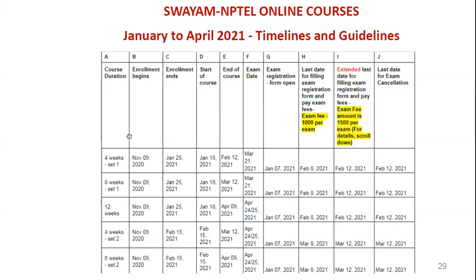So for all sets, enrollment starts from November 9th. Enrollment ends for set 1 courses, January 25th is the deadline, even for 12 weeks, and for set 2, February 15th. Then the start of the course, January 18th onwards, set 1 courses are starting, including 12 weeks. Then set 2 starts from February 15th onwards. Then the end of the course, set 1: February 12, March 12, April 9. So if it is 4 weeks, that will be closed earlier. Then 8 weeks next, and 12 weeks last.